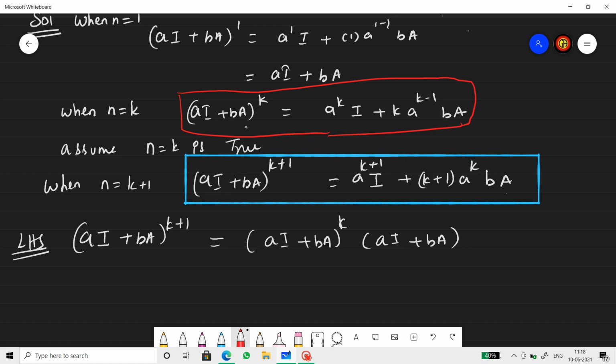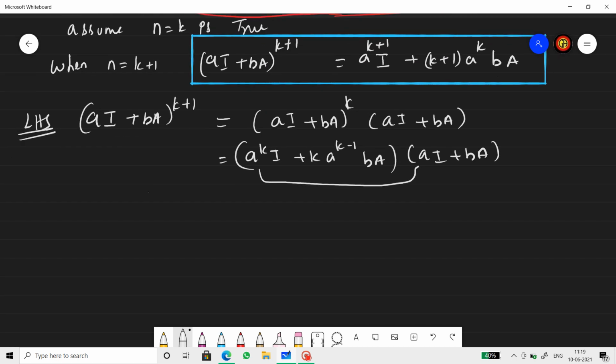This is (AI + BA)^k. So I'm going to substitute that here. So this will become A^k I + k A^(k-1) BA into (AI + BA). Now let's multiply this now.